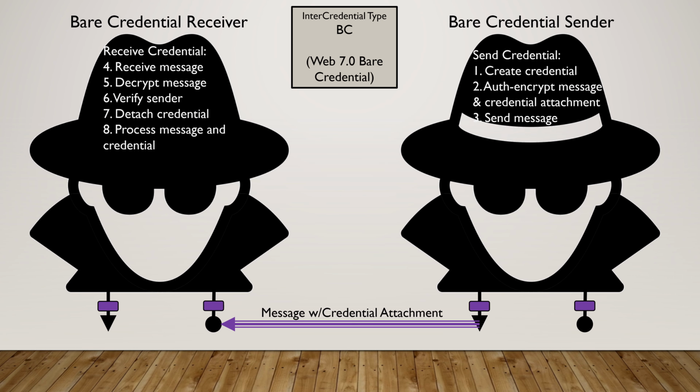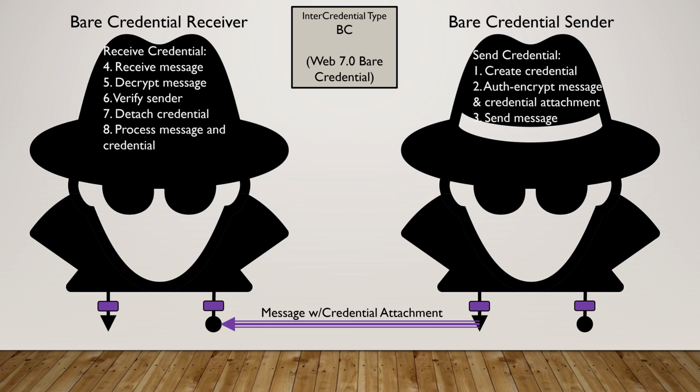Let's look at the bare credential sender-receiver model. So on the right here, we have an agent who wants to send a bare credential to a receiving agent on the left-hand side. So what are the 3 steps that a bare credential sender needs to do? It needs to create the credential. It needs to auth encrypt the message and the credential attachment, and then it needs to send the message over to the bare credential receiver.